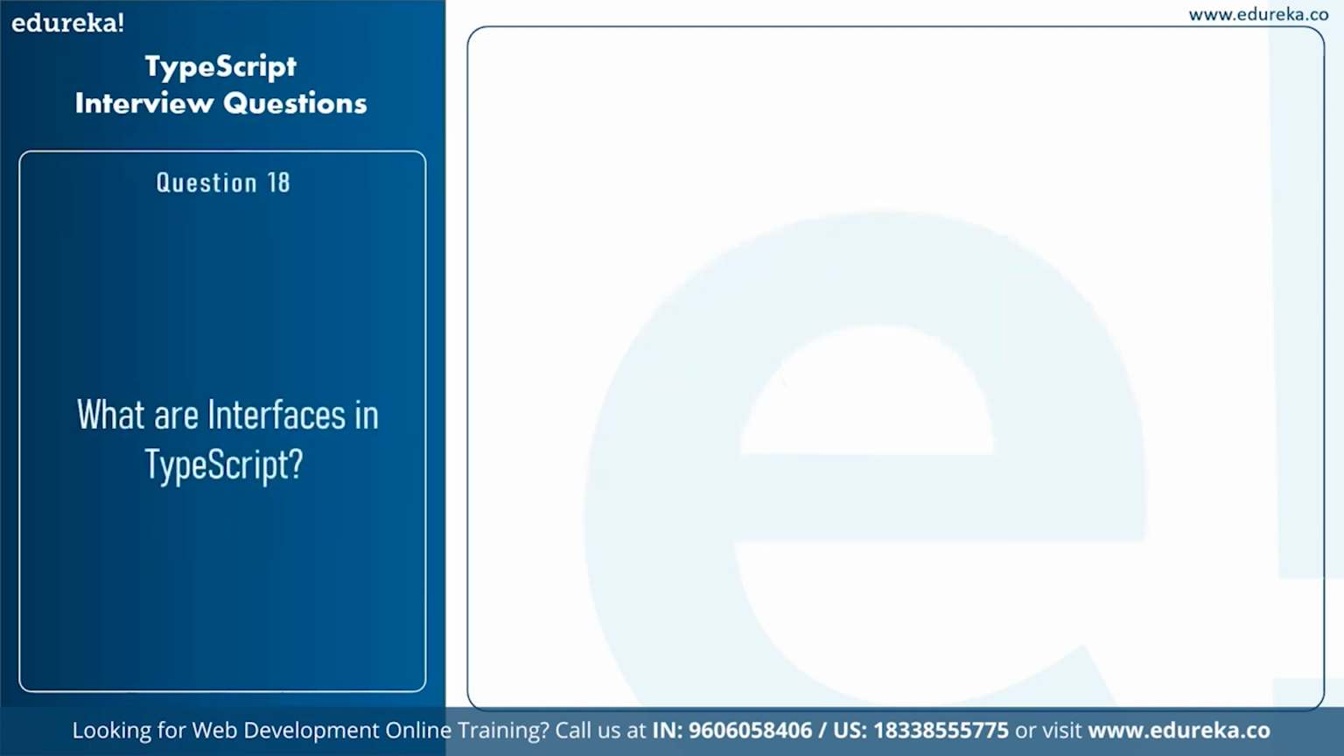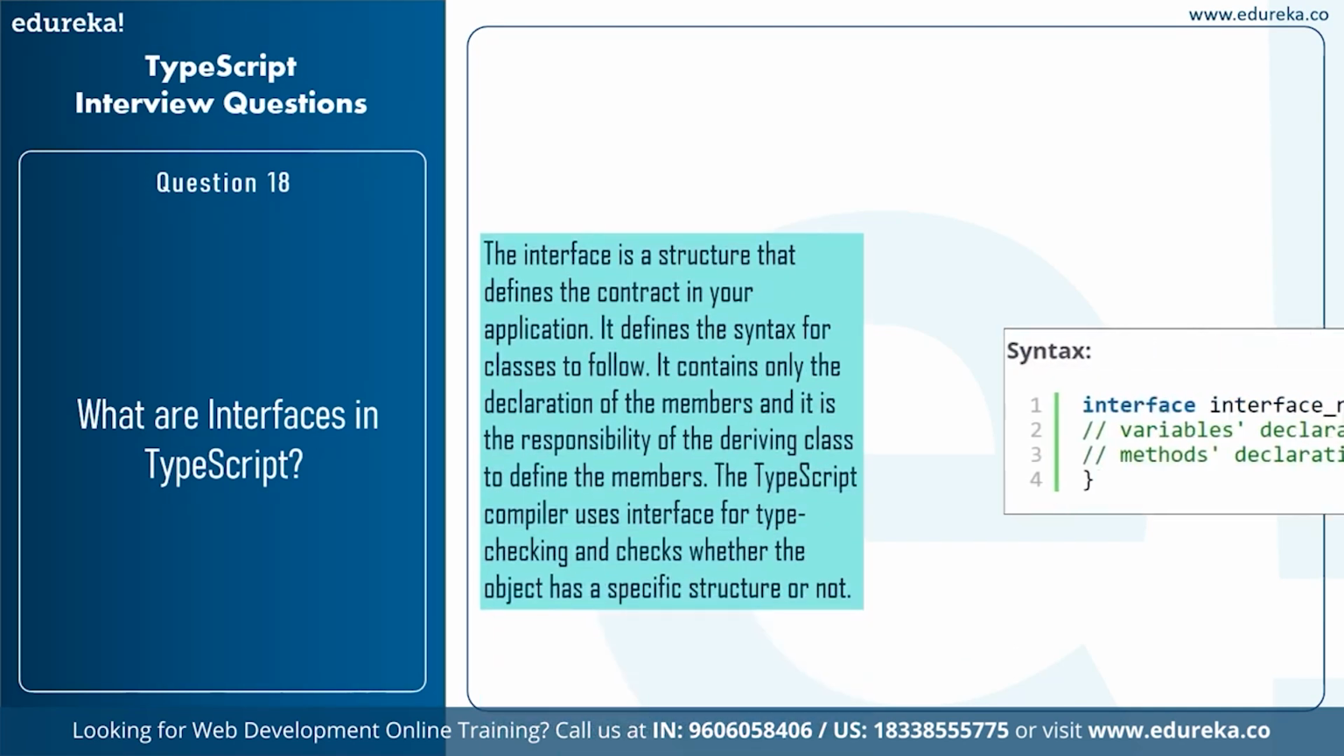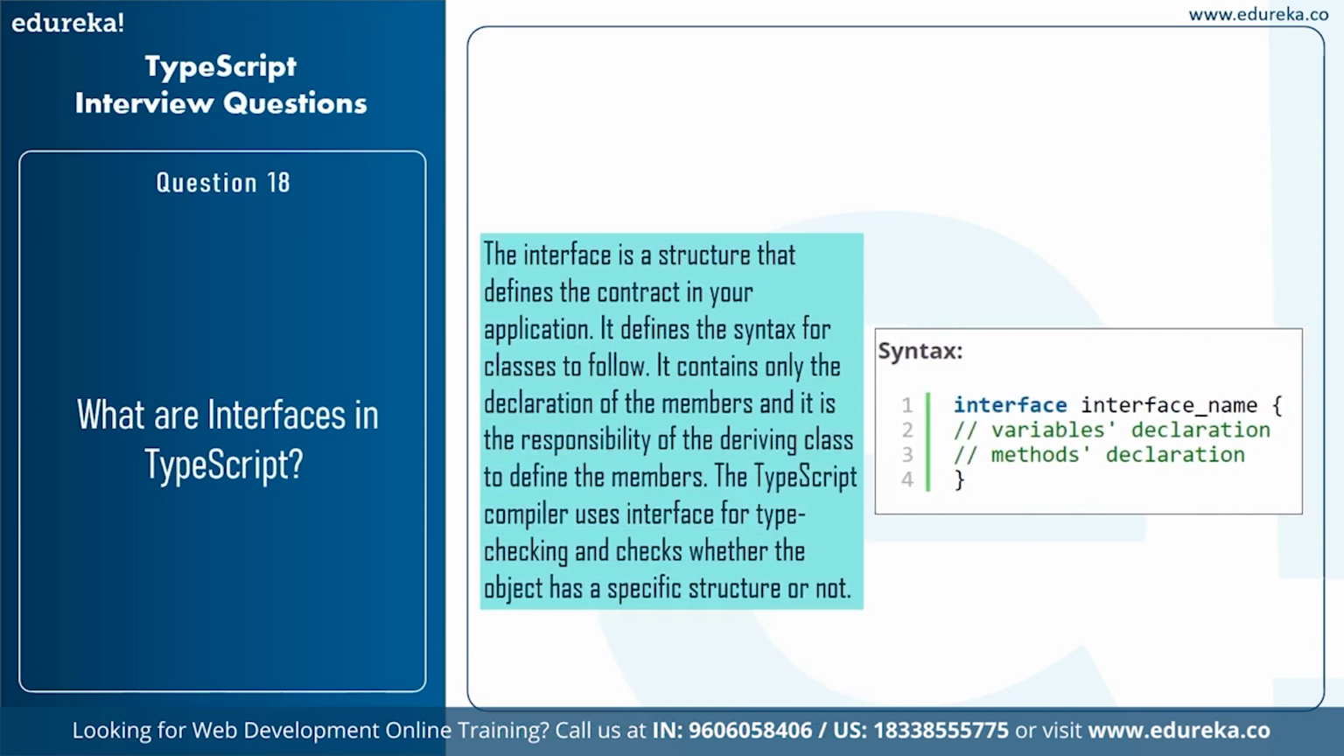But what are interfaces in TypeScript? So this is our next question about interfaces. The interface is a structure that defines the contract in your application. It defines the syntax for classes to follow. It contains only the declaration of the members, and also it is the responsibility of the deriving class to define the members. Now the TypeScript compiler uses interface for type checking and checks whether the object has a specific structure or not.